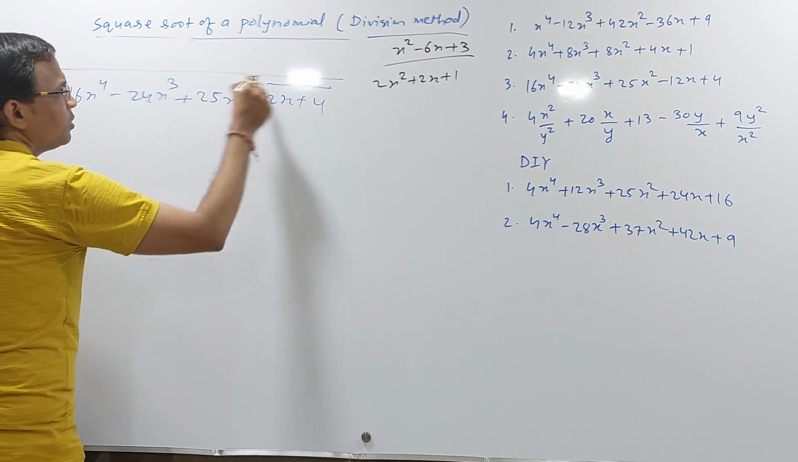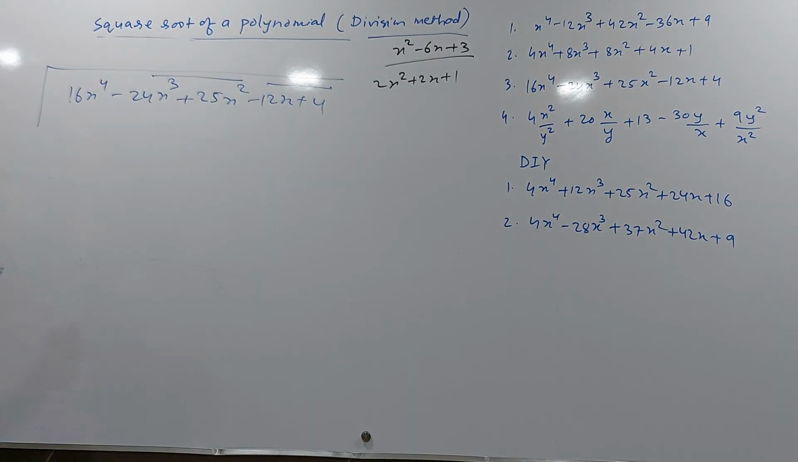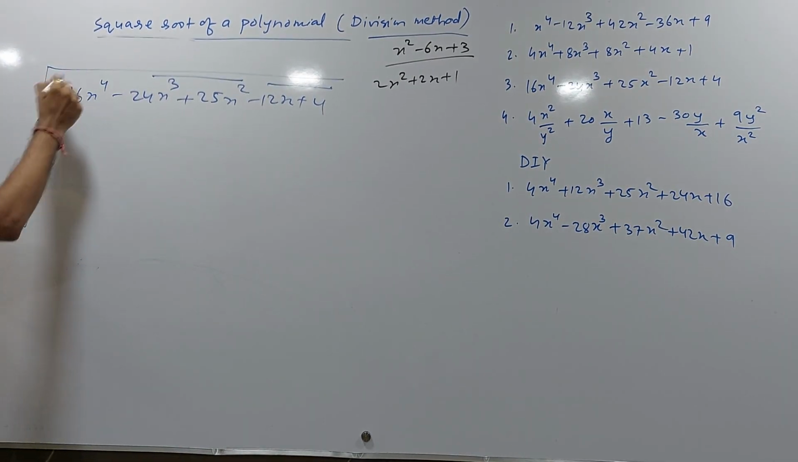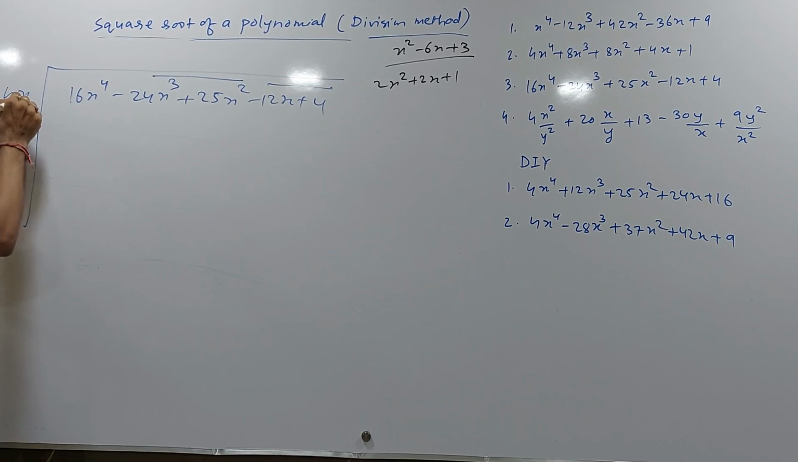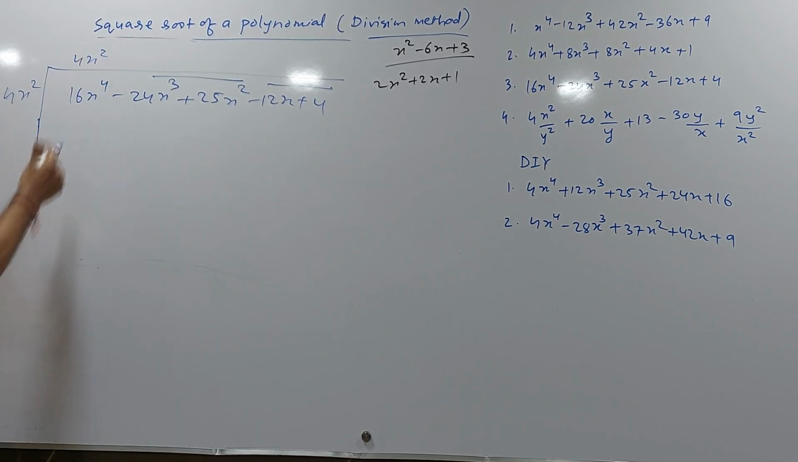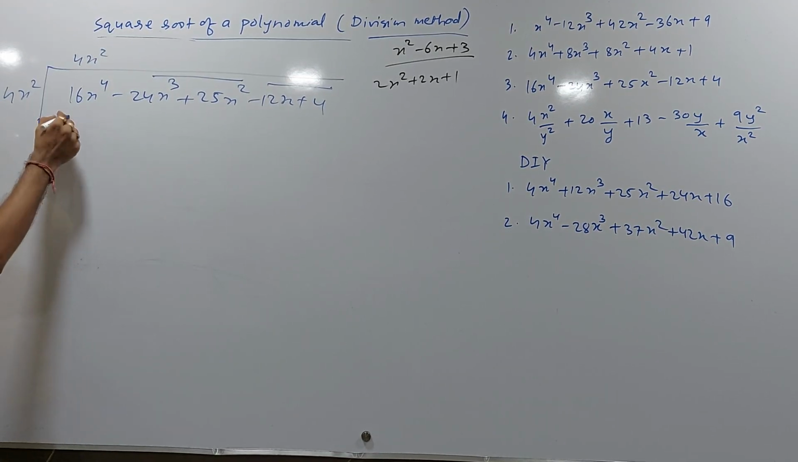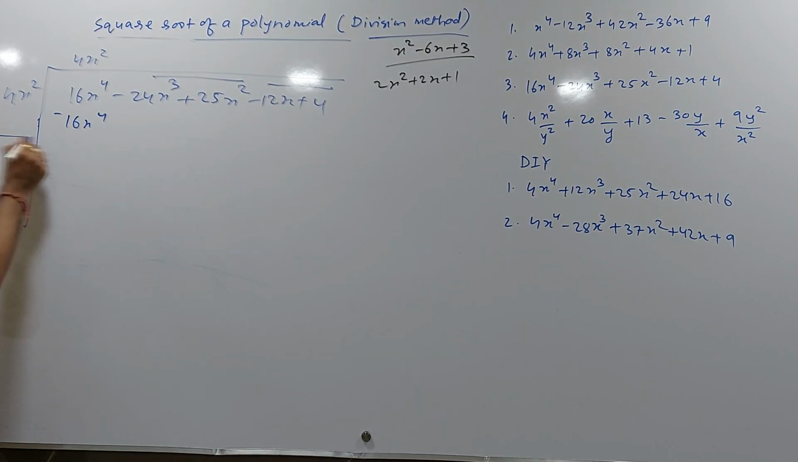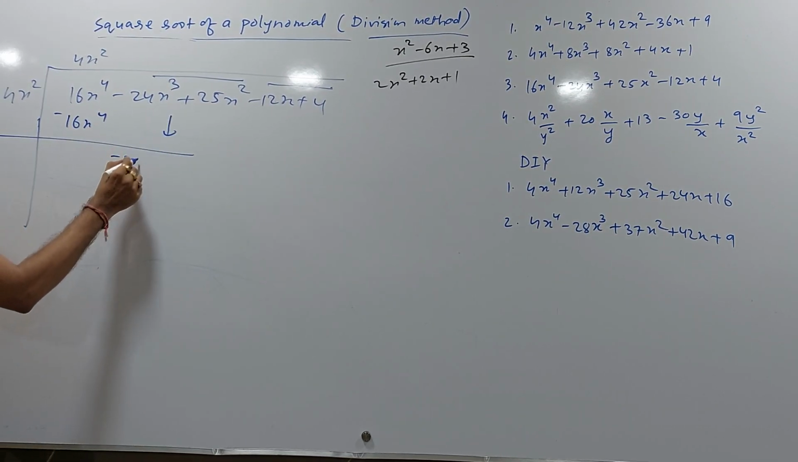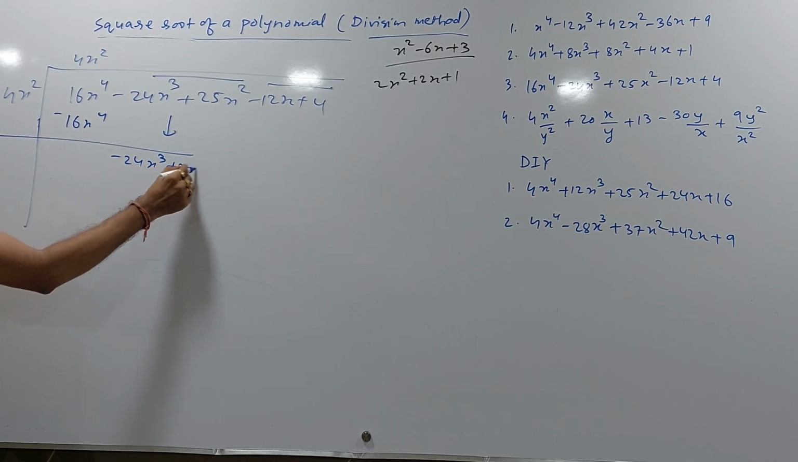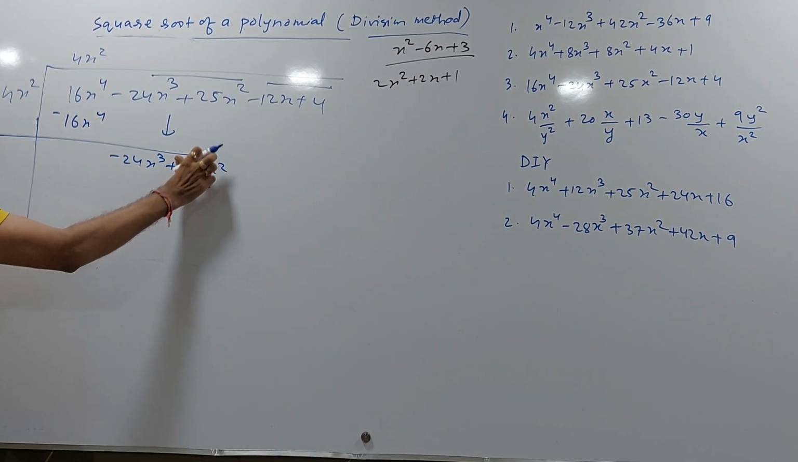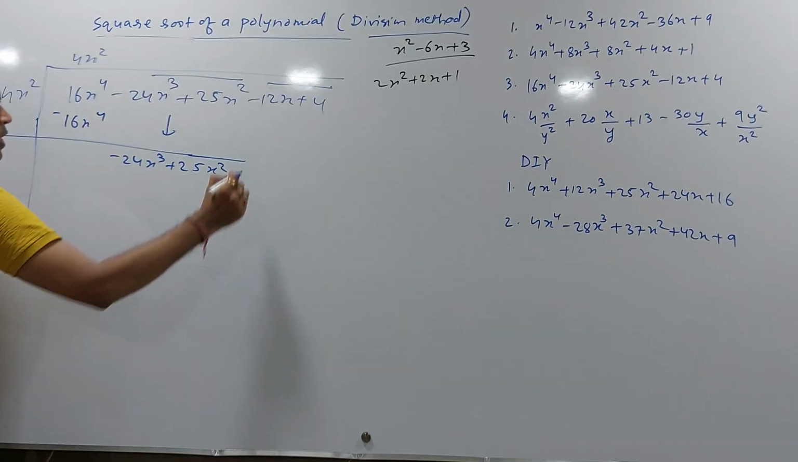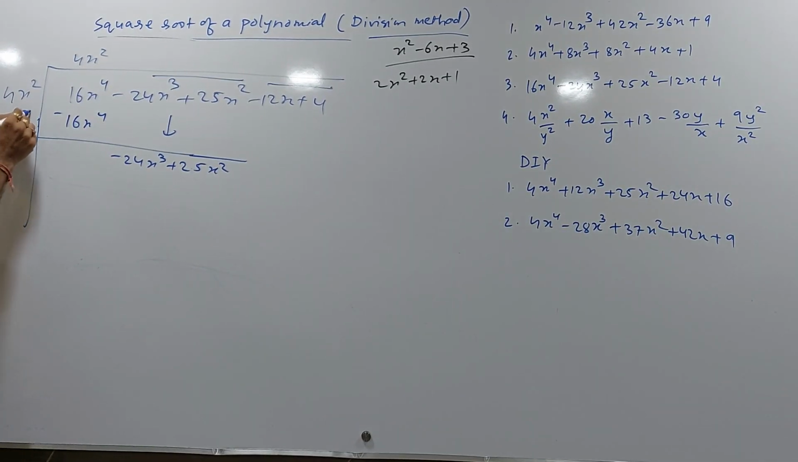So pair, second pair, 16x power 4. The square root of this is 4x square, so 4x square will also come here. Once you got that, the next step: 4x square into 4x square is 16x power 4. So drop down the next pair, minus 24x cube plus 25x square. Now add 4x square here, so you are getting 8x square.